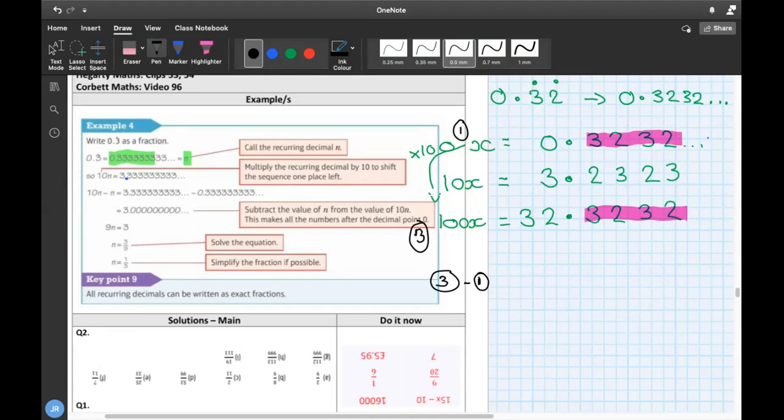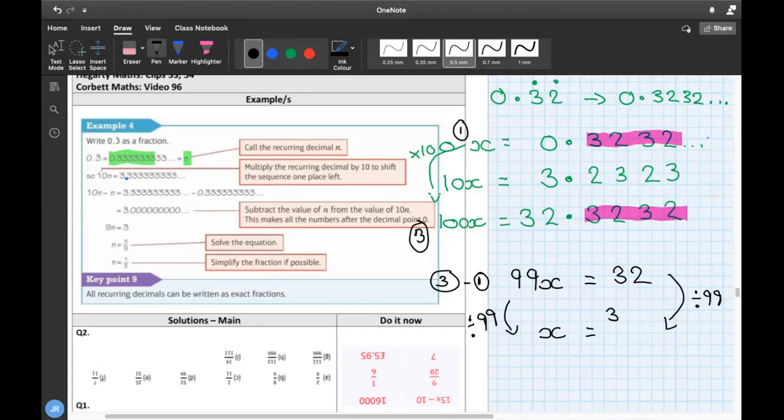In line 3, we had 100x. In line 1, we had 1x. So if you do 100x take away 1x, you'll be left with 99x. If you do 32.3232 recurring take away 0.3232 recurring, you're going to be left with 32 point nothing, just 32. Okay, you now want 1x. To get from 99x to 1x, you've divided by 99. So to keep your equation balanced, you will need to divide the other side by 99 as well.